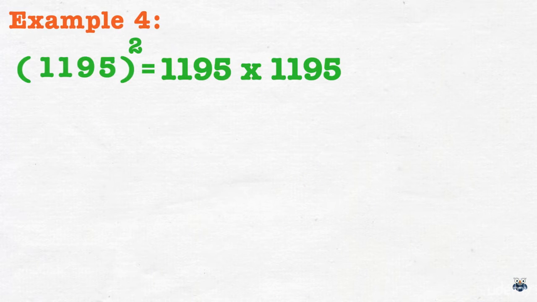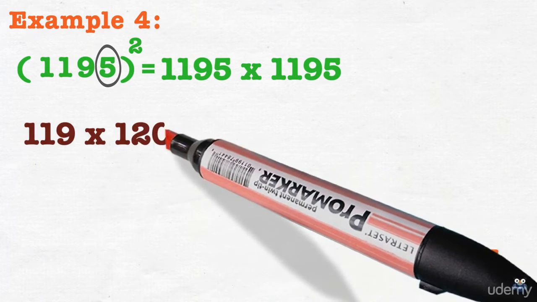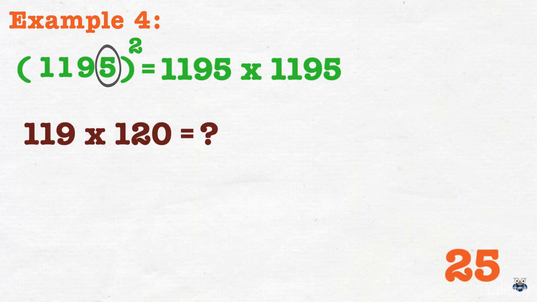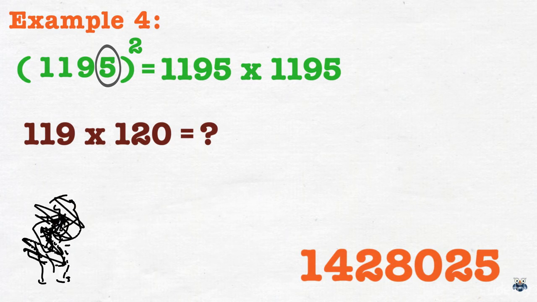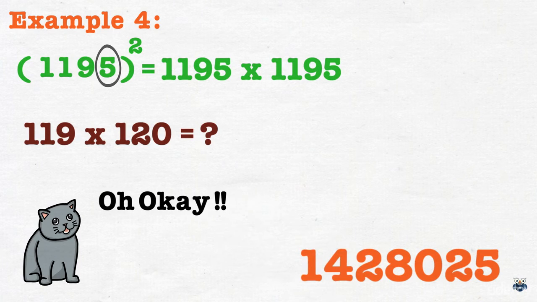So will this logic work for even bigger numbers such as 1,195, you ask? Yes, it would. So the second part of our answer is 25. And for the first part, we would need to multiply 119 and 120. Now this may appear like a lot of work, but it's certainly easier than multiplying 1195 with itself. And we do have a video that will help you to find the result quickly. So do stay tuned.